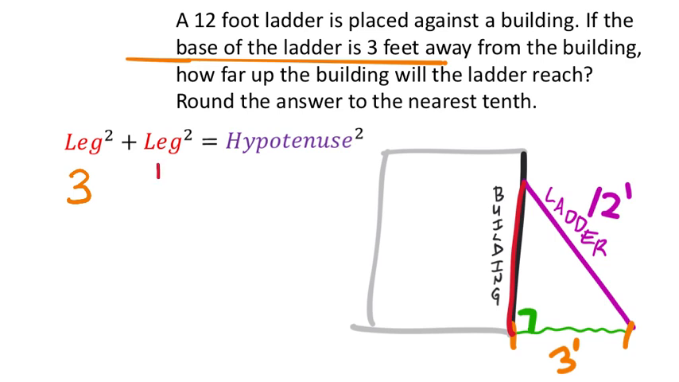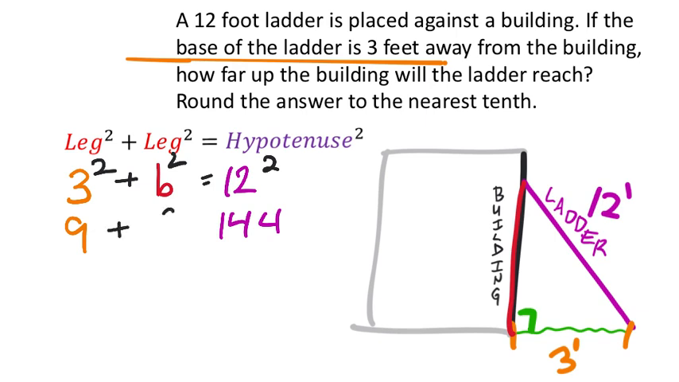Now, one of the legs is 3, but the other one we don't know. I'll just say B. Oh, B for building, that's pretty good. And then the hypotenuse is 12, right? So if I take the two legs as squares and add them together, I should have the hypotenuse as a square. 3 squared is 9, and 12 squared is 144. So 9 plus b squared should equal 144.